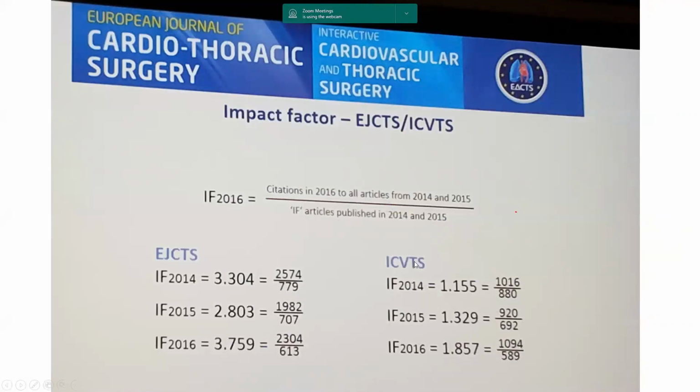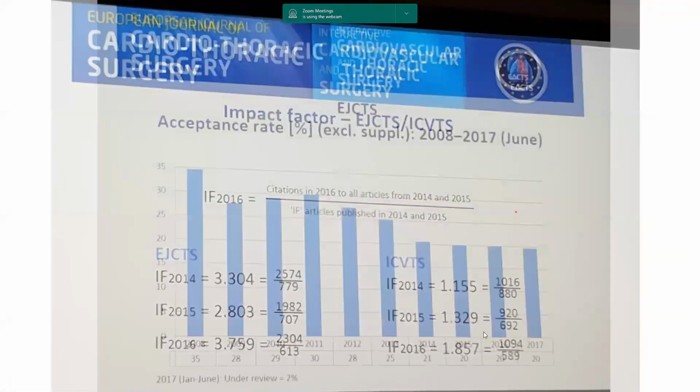It was the same with us in ICVTS. Look at the citations year on year. It's actually quite stable. But the number of papers accepted by this journal going from 880 down to 589. We accepted 300 fewer papers in 2016 than in 2014. And the impact factor went up. Now that is crucial.